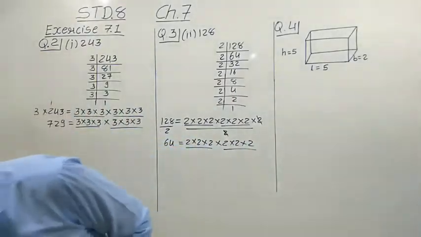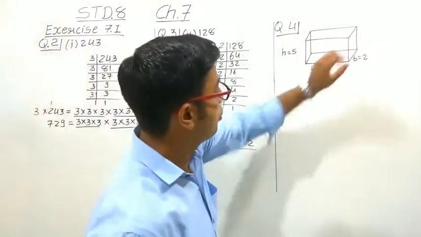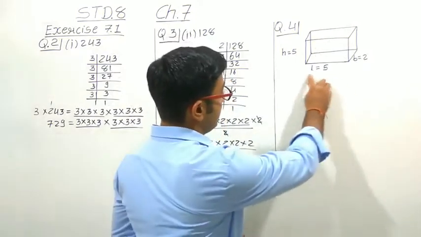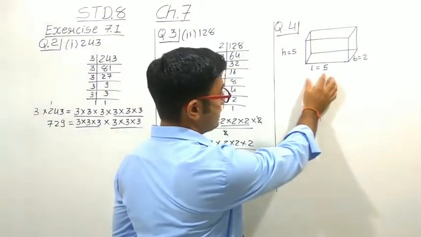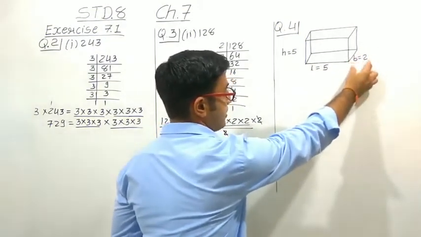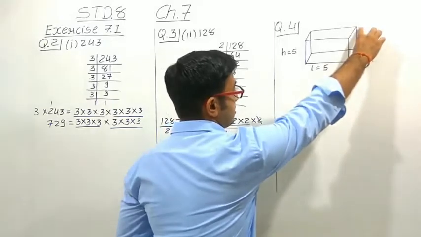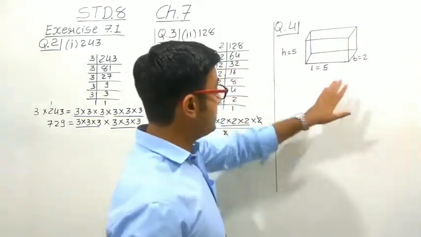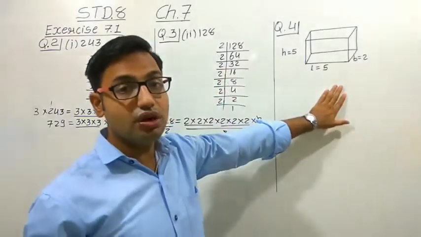See, here we have given one of the cuboids. This is a 3-dimensional object. Now its length, one of the sides, is given as 5 cm. The second dimension, the breadth, is 2, and the third dimension, the height, is given as 5 cm. So this is a cuboid. This is not a cube.